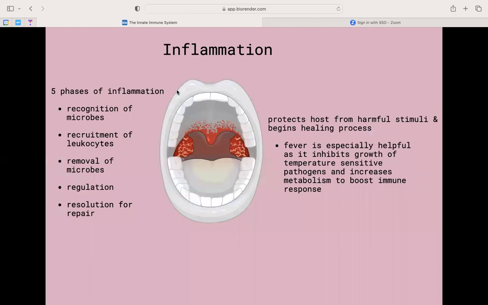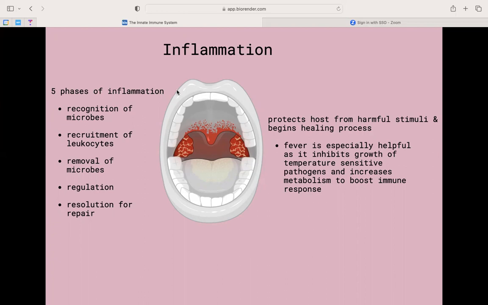Inflammation begins in 5 phases: recognition of infectious microbes, recruitment of leukocytes, removal of the microbes, regulation of response, and resolution for repair. Normally, this occurs as an attempt to protect the host from harmful stimuli and begin the healing process. However, inflammation can be harmful by subsequent repairs, though inflammation such as fever is helpful, especially in inhibiting growth of temperature-sensitive pathogens and increasing the metabolism for immune response stimulation.